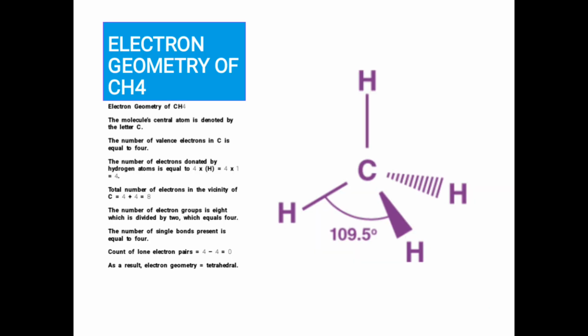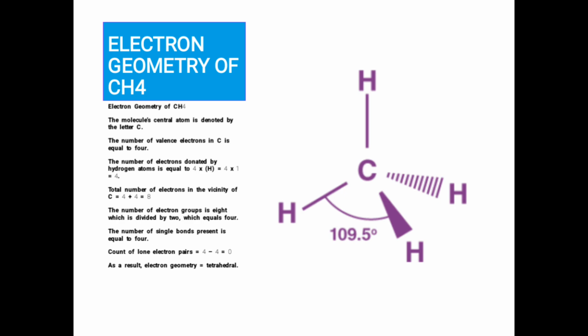Let's look at the electron geometry of CH4, for instance. How do we calculate the electron geometry of CH4? The molecule's central atom is denoted by the letter C. We can see it here. The number of valence electrons in C is equal to 4, because carbon is 2, 4. Then the number of electrons donated by hydrogen is also 4, because each hydrogen atom has 1 electron. So 4 times 1 gives you 4.